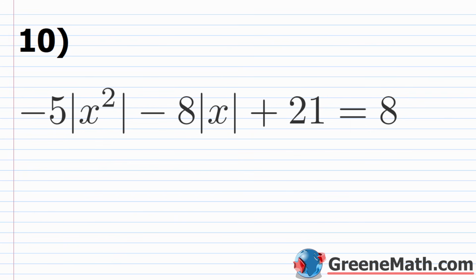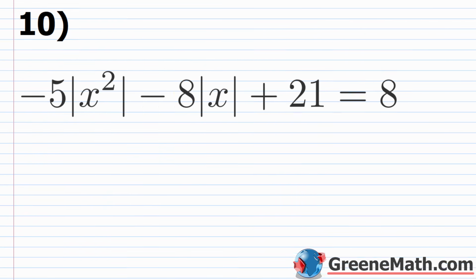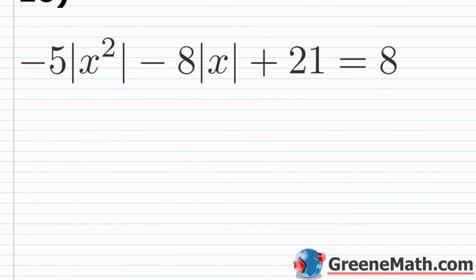Okay, let's look at problem 10. So here we have negative 5 times the absolute value of x squared, then minus 8 times the absolute value of x, then plus 21 is equal to 8. Okay, so this one is really the same as the other ones. This part right here is meant to trip you up.